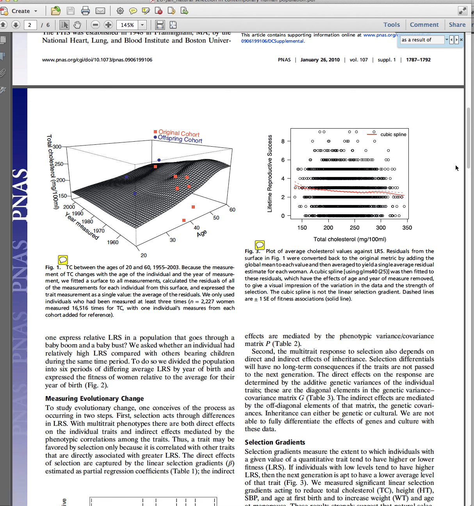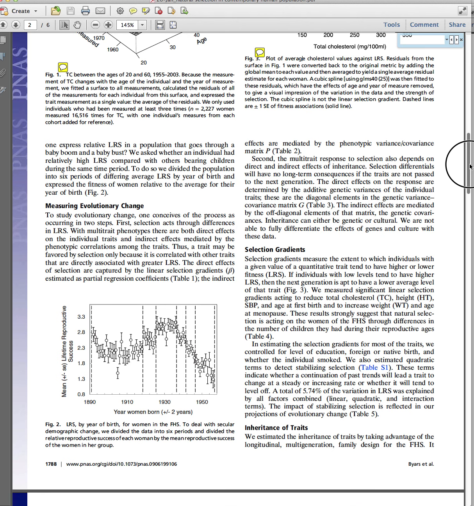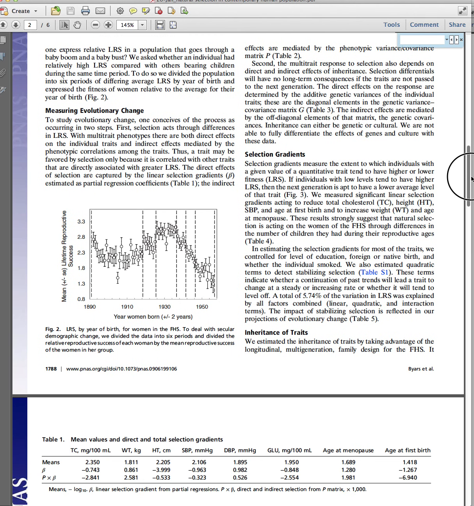So let me just take a quick look. I wasn't planning to say anything about figure 2. It's going to ask you in the questions to think about these divisions, these up and down dashed lines that are separating the cohorts that they divided women into. This is actually not cohort. It's not original versus later cohort. This is secular demographic change. So this is where they divide women into time periods. So you're going to think about how they made those divisions and what you think about those divisions.